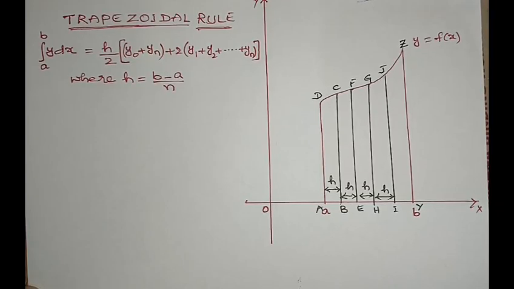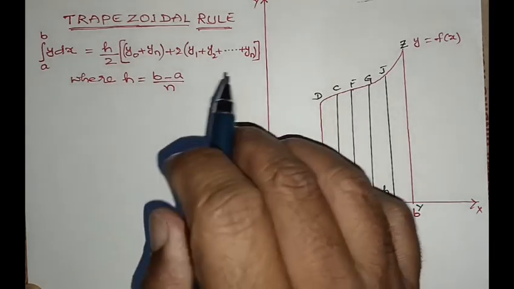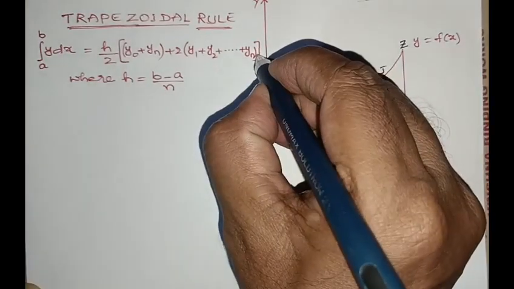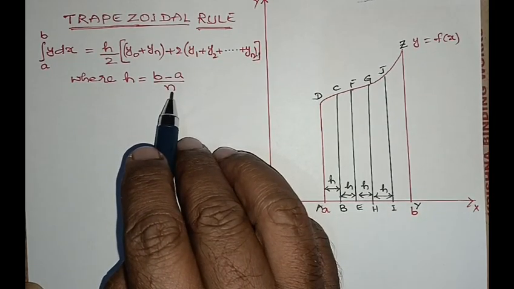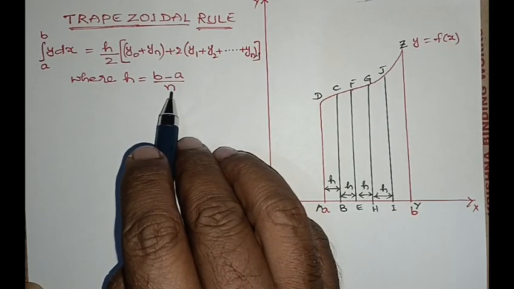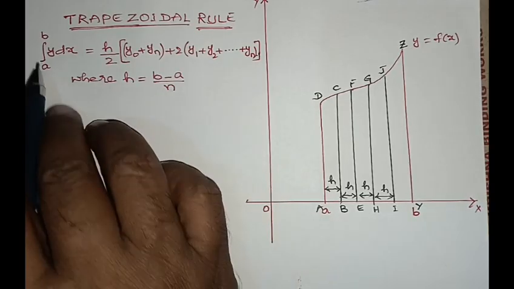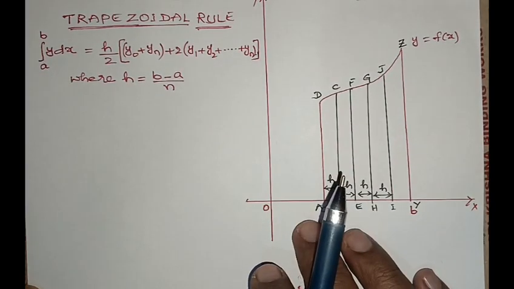Hello, welcome. Today I am going to derive the trapezoidal rule: the integral from a to b of y dx is equal to h by 2 times [y0 plus yn plus 2 times (y1 plus y2 plus ... plus yn minus 1)], where h is equal to (b minus a) by n, where n indicates the number of subintervals in which the interval a to b is divided.